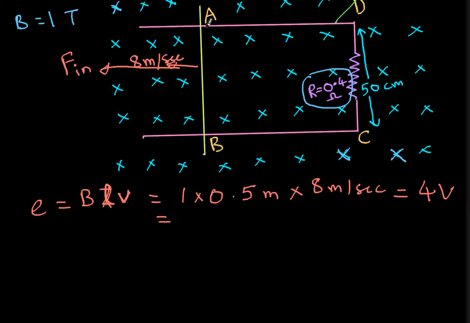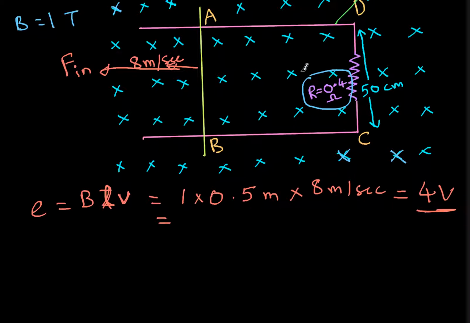Because AD is stationary, there is no EMF induced in AD. Similarly, BC is stationary, DC is also stationary. So this part of the network is stationary, so no EMF is induced in it. And this part of the network is moving, so therefore in the conductor AB, some EMF is induced. So that magnitude of EMF we have calculated.